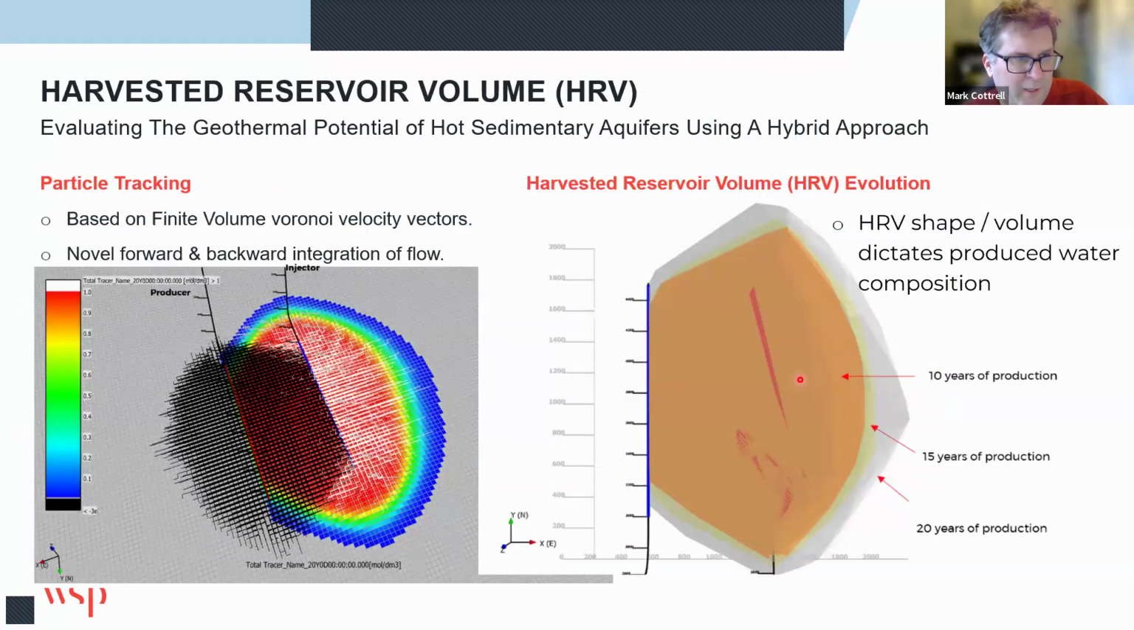We have this concept of harvested reservoir volume. This is almost like information that we use from a resources point of view. How much of the subsurface is directly accessible by the geothermal system that we use? We use a process called particle tracking. What we're actually doing is releasing particles into the model, and they basically travel with the fluid flow as we operate this geothermal system.